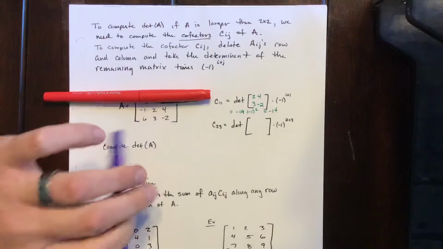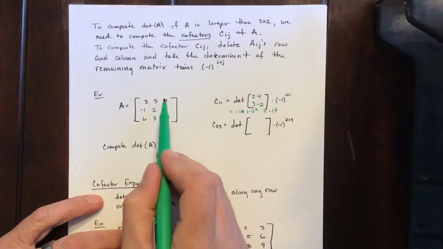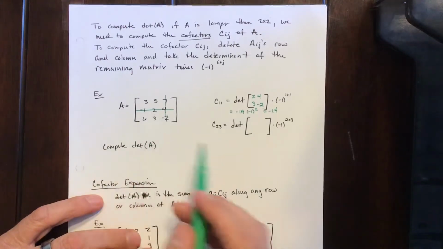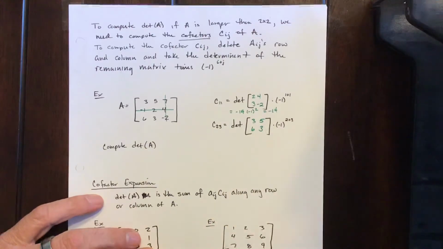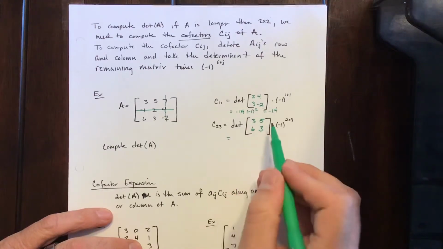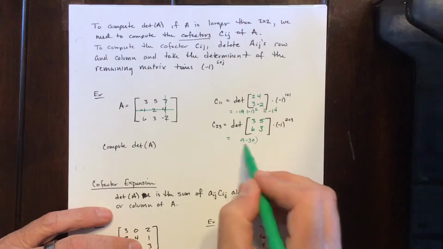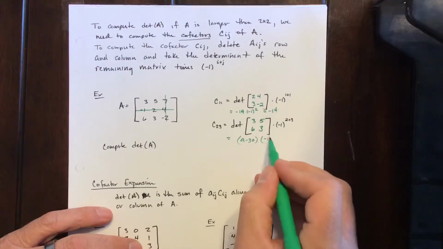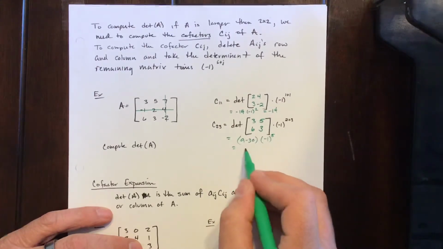If we're to do this for row 2, column 3, okay, so row 2, that's right there, column 3, so you're going to cross out the row and column. That 4 is in. You're left with 3, 5, 6, 3. Okay, take the determinant of that. And you get what? 9 minus 30 times negative 1 to the 2 plus 3 power. So that's negative 1 to the 5. So that's negative 1. So 9 minus 30 is negative 21 times that, that's positive 21.